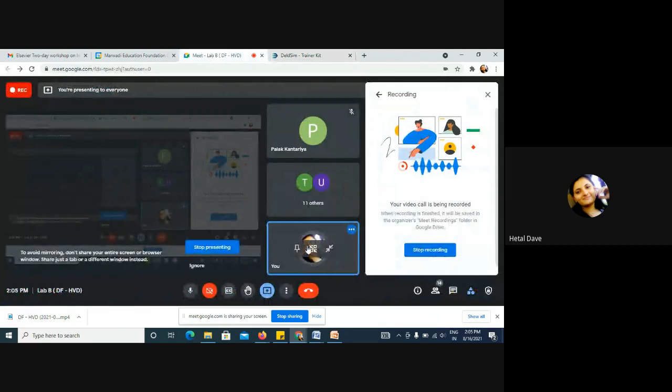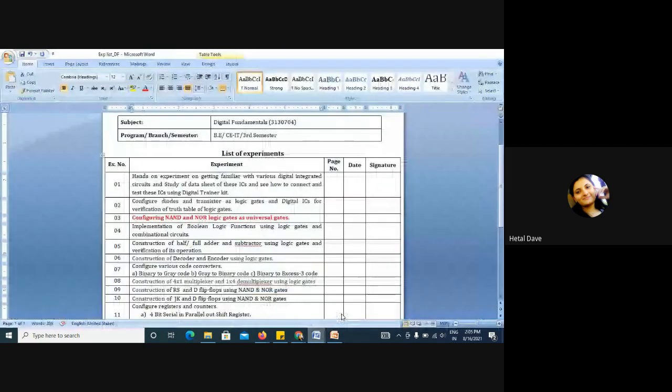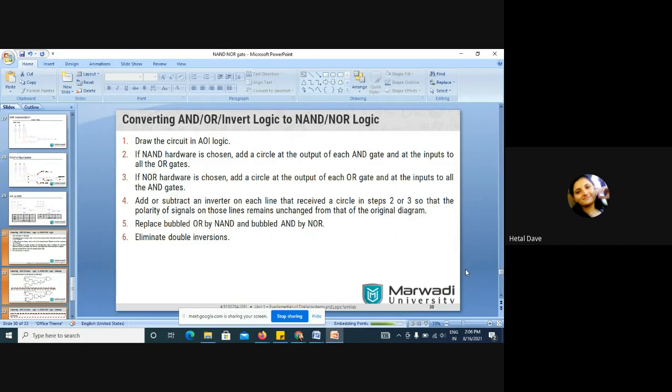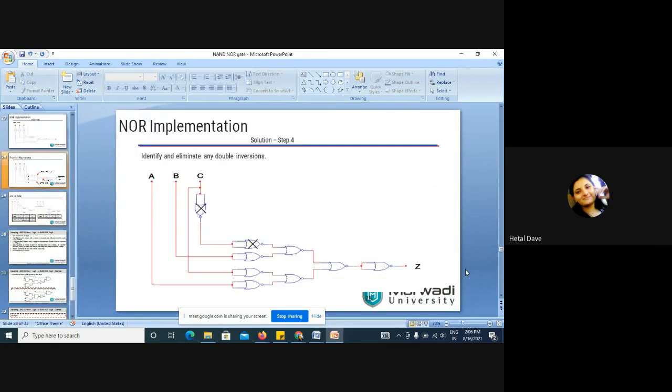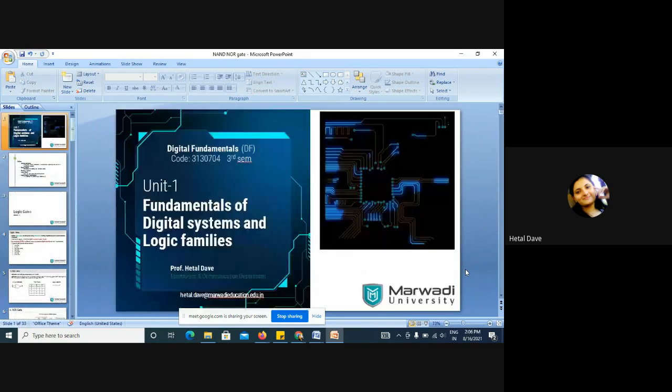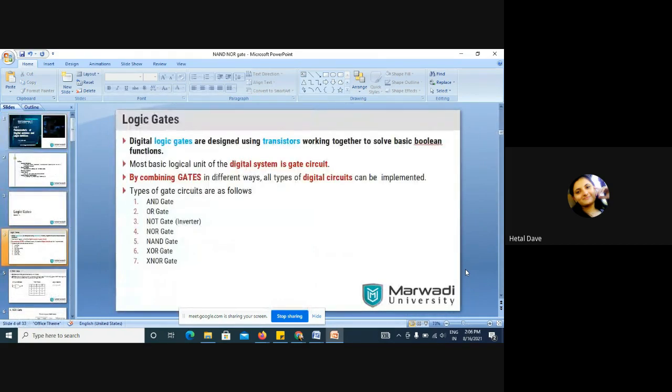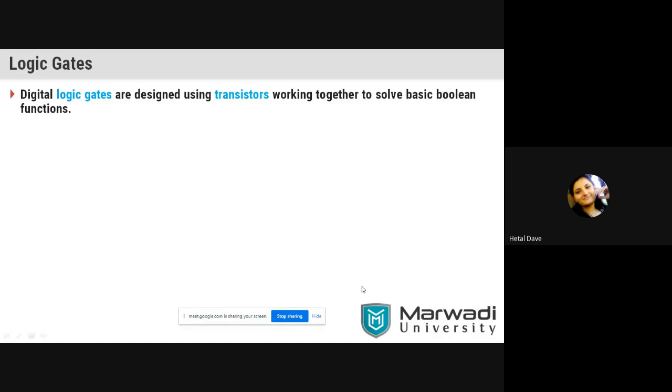So here, configure NAND and NOR gates as universal gates. First of all, we need to understand what a NAND gate and a NOR gate are, why they are called universal gates, and how different kinds of circuits can be made using NAND and NOR gates. So first of all, let's start. Right now I'm sharing one PPT with you. Okay, logic gates, first of all.